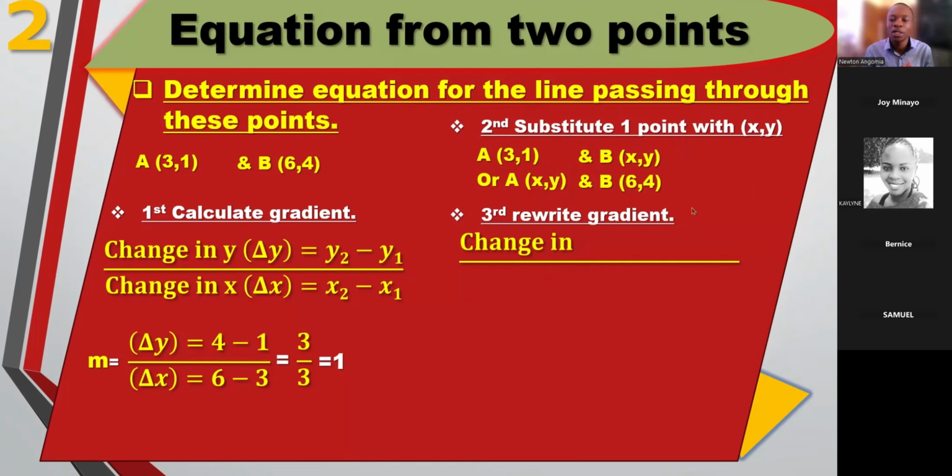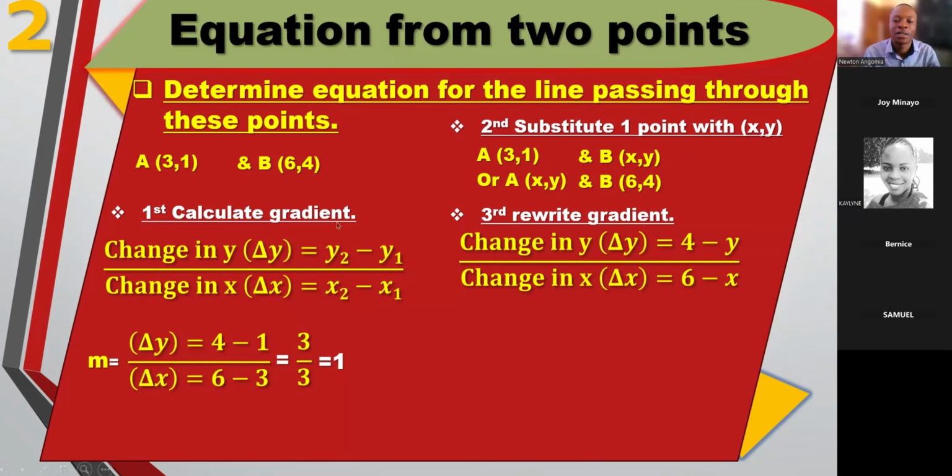Let's look at what I used. We rewrite the gradient now using our first point, which I have picked as B. One of the points, I've just picked B. So instead of using (3,1) and (6,4), I'm going to use (6,4), and then the other one to be (x, y). So you just pick one of the coordinates, and the other coordinate becomes (x, y). Are we together up to that point?